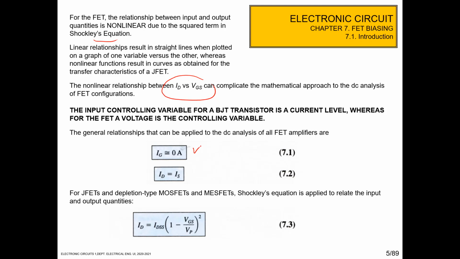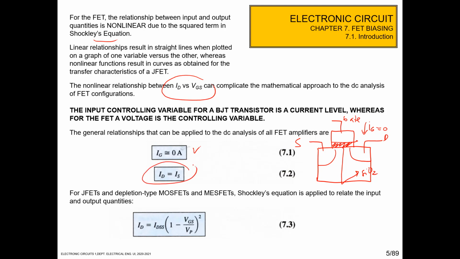The general relationships for the DC analysis of a FET amplifier: the first one is IG is near 0. Why? Because in a FET, like in a MOSFET, we have the gate terminal, the source terminal, and the drain terminal, and we have a silicon oxide here. Silicon oxide is an insulator, so there is no gate current through the channel between the drain and source. So IG is nearly 0, because there is no gate current into the channel. And then the drain current ID is similar to the source current.